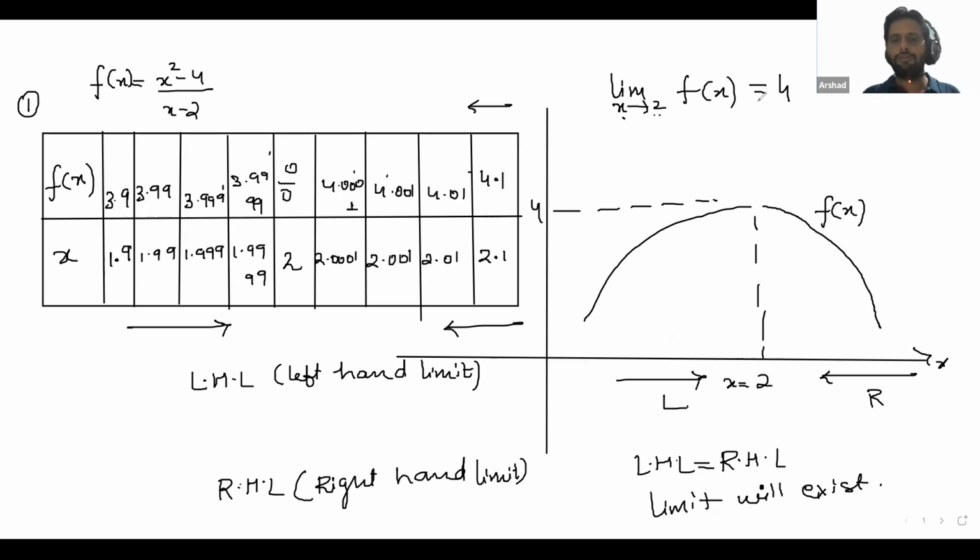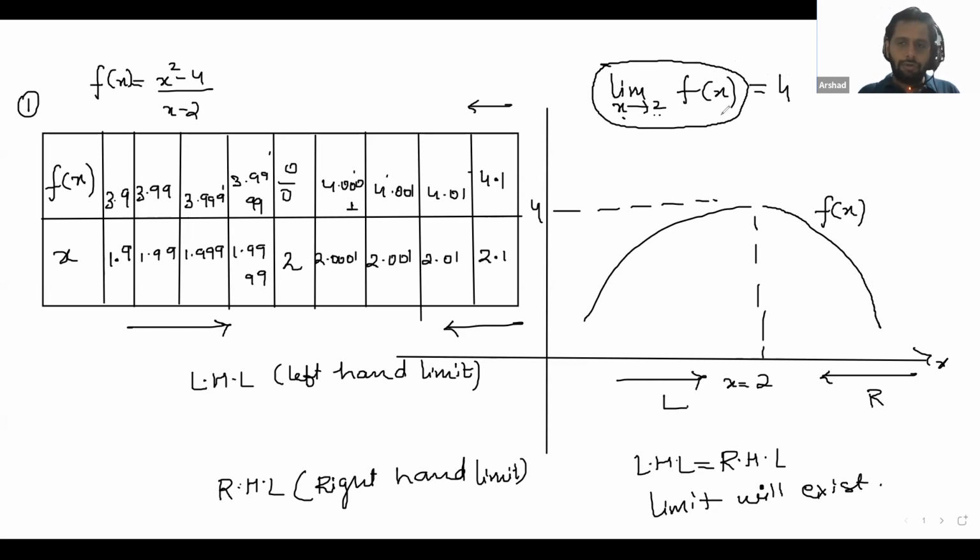No. What does this limit mean? When x is approaching 2, f(x) is approaching 4. Please listen carefully. I'm again saying that when x is approaching 2, f(x) is approaching 4. I'm not saying that the value of the function is 4 at x is equal to 2. So the meaning of this complete expression is, when x tends to 2, f(x) approaches 4.